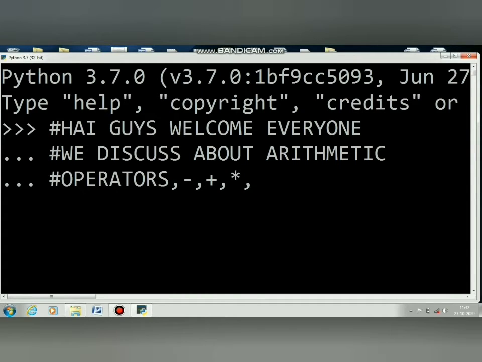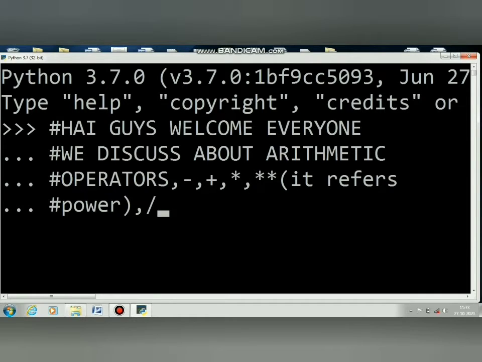The double divide by operator is also there. In that, we will get the rounded value of floating point numbers. That's why we have to use the double division operator. The asterisk symbol also has a double asterisk symbol. The double asterisk symbol refers to power.